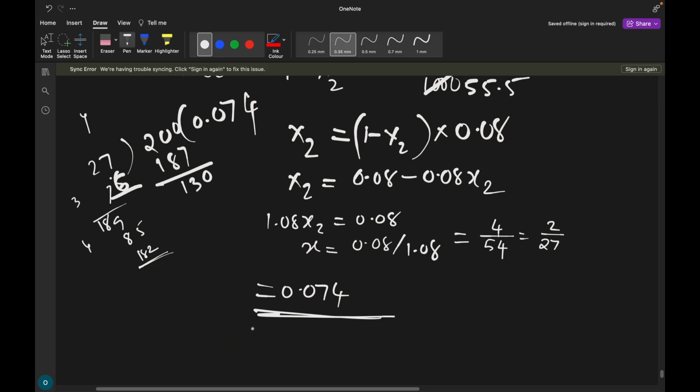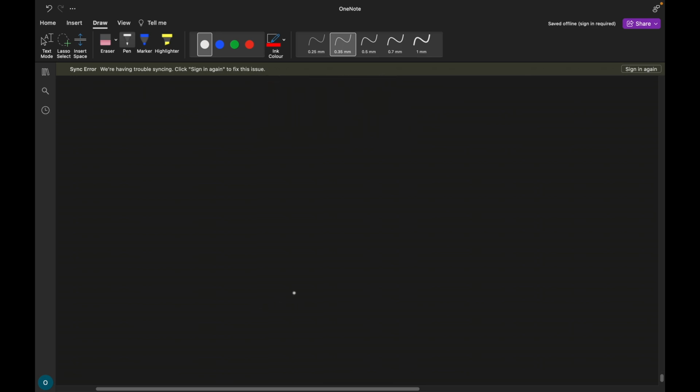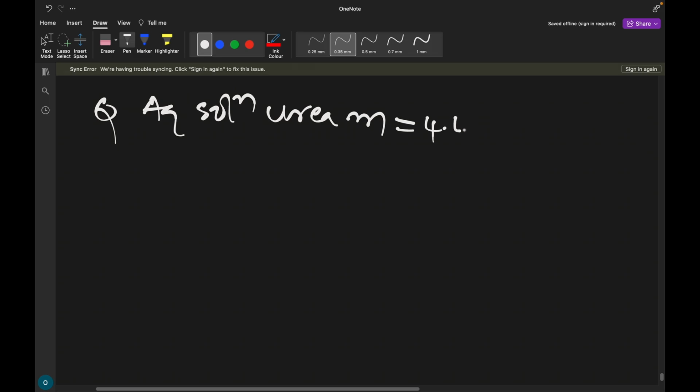Did you understand the concept? We did it directly with the formula, and I'll also tell you the concept. So the question, I will write the question here. It's an aqueous solution of urea. Molality is given as 4.4 molal. And we are asked to calculate the urea mole fraction. So what is asked here? The mole fraction of urea is asked.